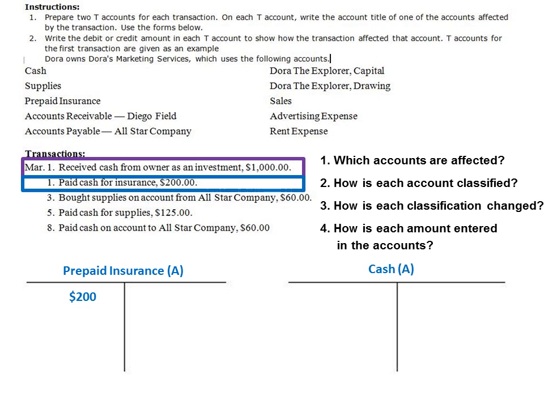And we paid cash. Cash is an asset account. To show a decrease in an asset account, it is a credit entry of $200.